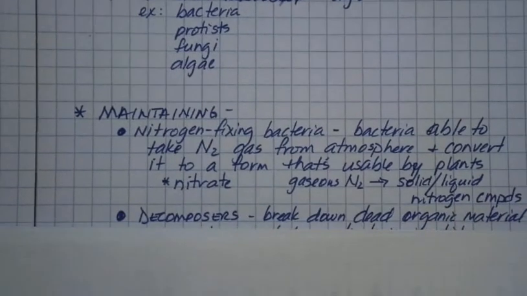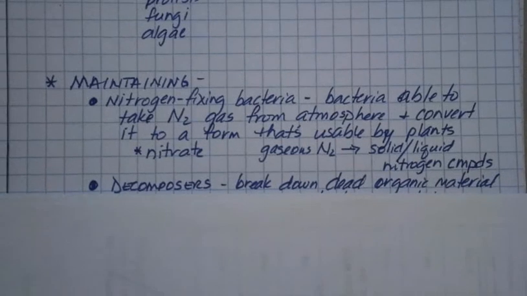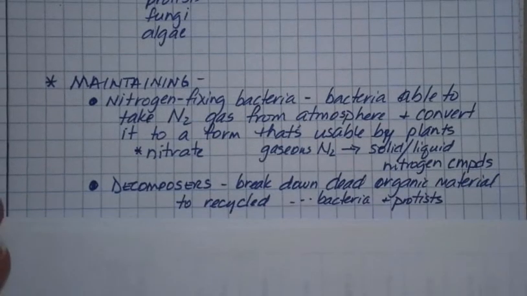Remember, I'm talking about decomposers. Decomposers break down dead organic material to be recycled. Again, bacteria and protists are doing that. So we have nitrogen-fixing bacteria, which are essential to the environment. We have decomposers, which are essential to the environment. If you think about what it'd be like if you didn't have decomposers around. You see that dead animal on the side of the road, and a year later it's still there. That's not so good.